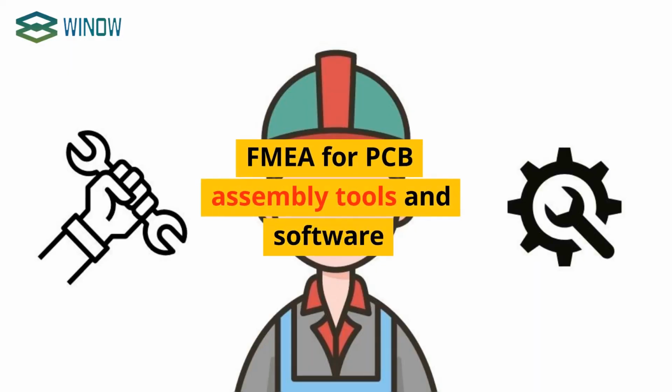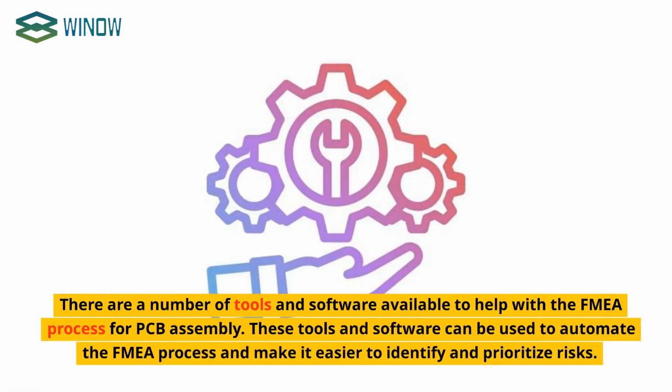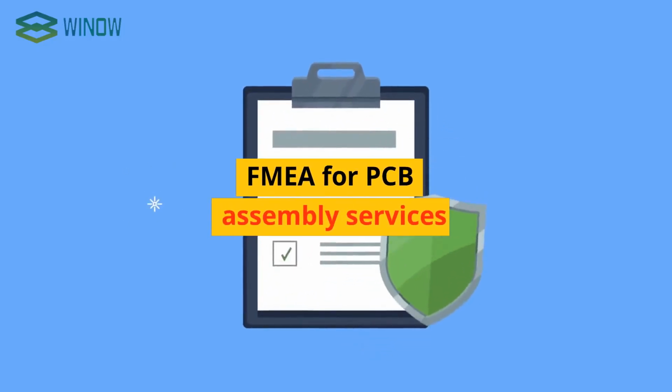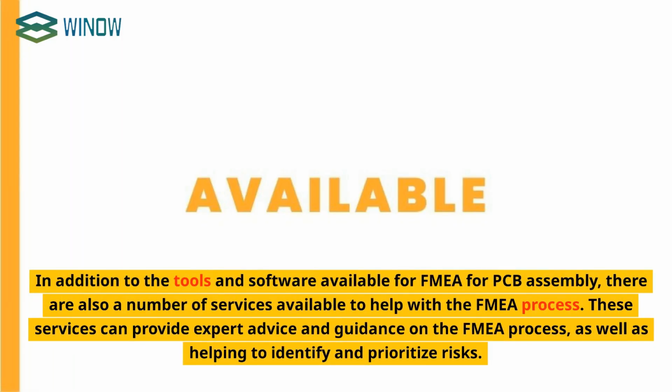FMEA for PCB assembly tools and software. There are a number of tools and software available to help with the FMEA process for PCB assembly. These tools and software can be used to automate the FMEA process and make it easier to identify and prioritize risks. FMEA for PCB assembly services. In addition to the tools and software available for FMEA for PCB assembly, there are also a number of services available to help with the FMEA process. These services can provide expert advice and guidance on the FMEA process, as well as helping to identify and prioritize risks.